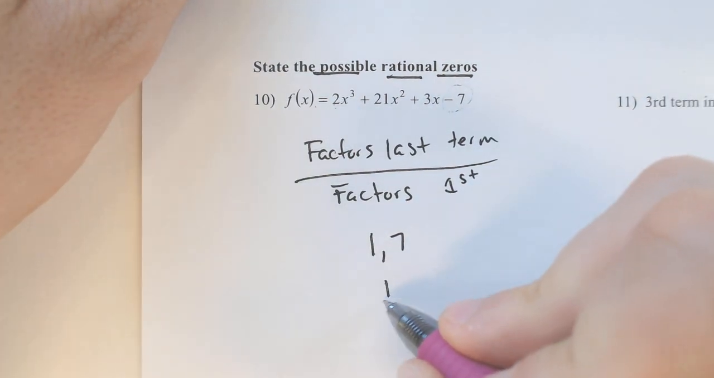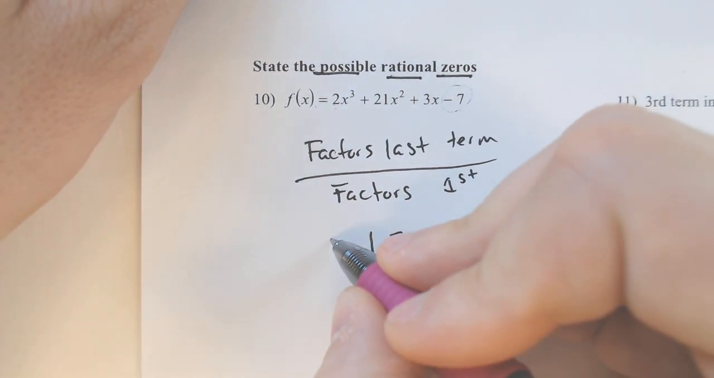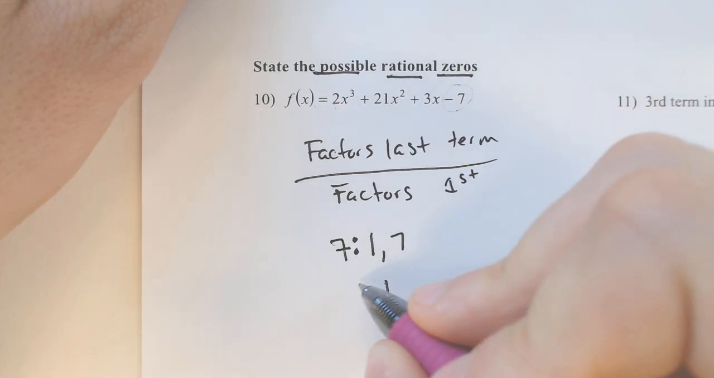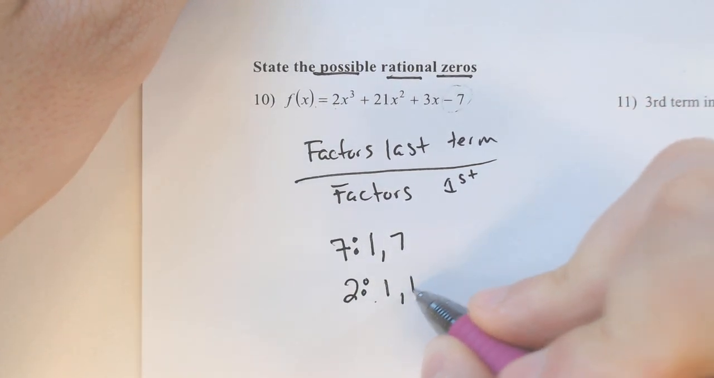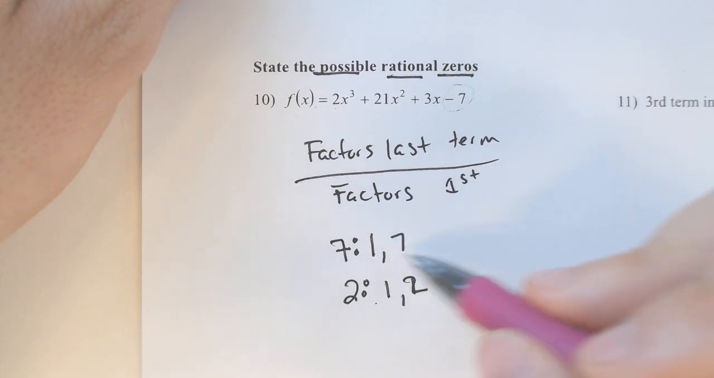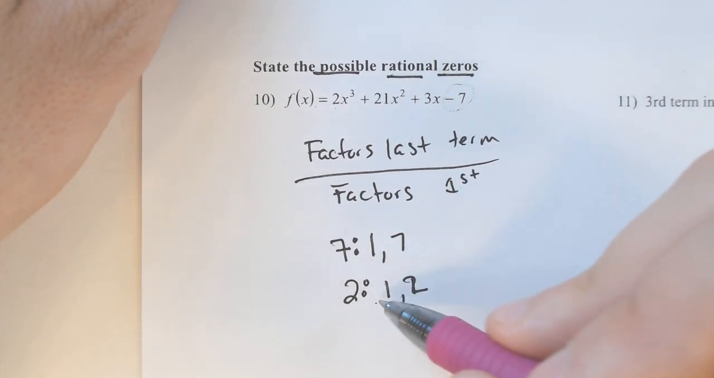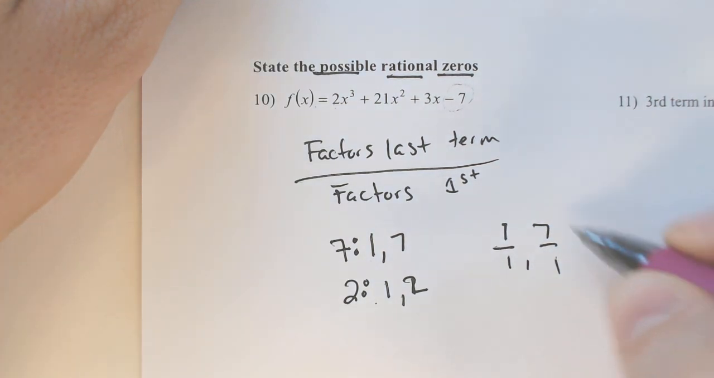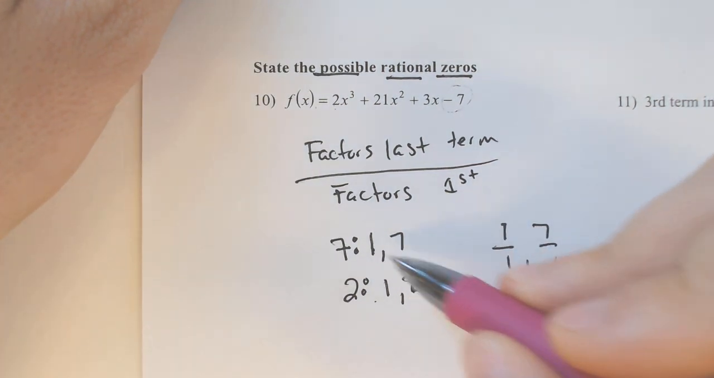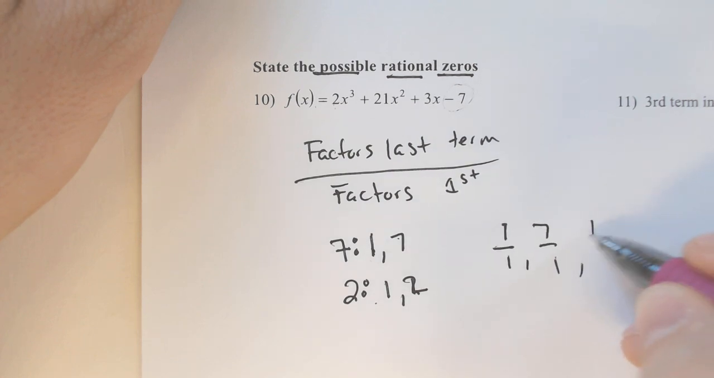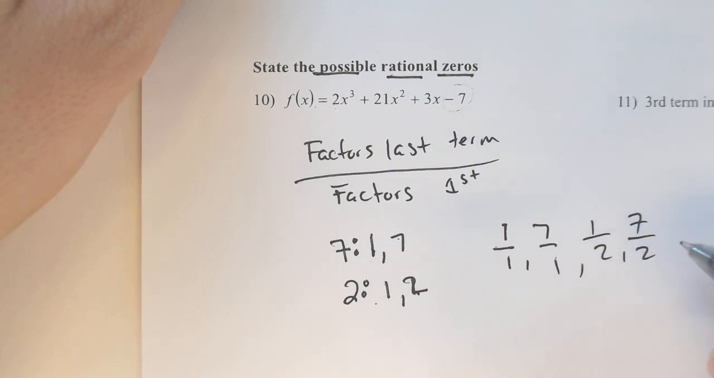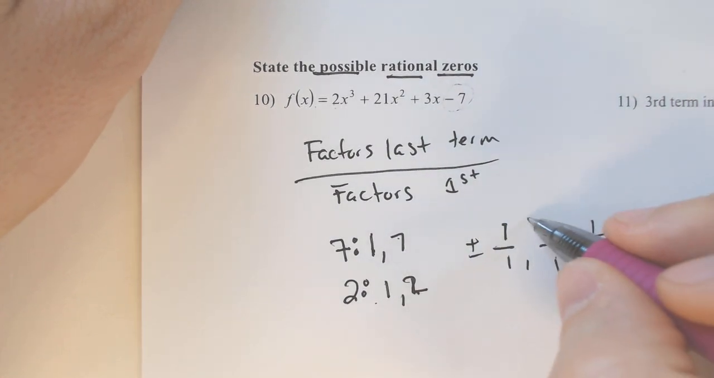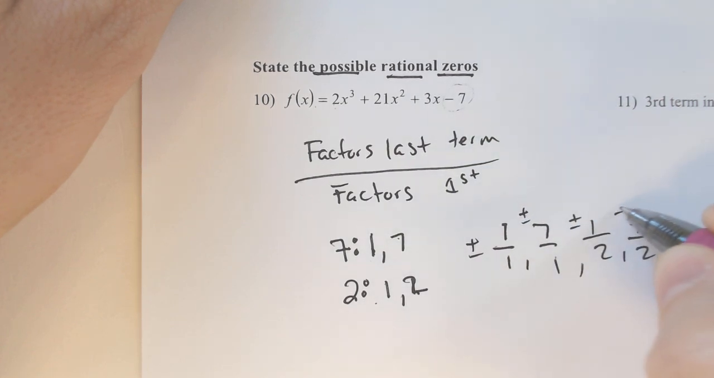So let's do this the right way. 7 is this, 2 is this. 2 would be 1 and 2. So we're going to put 1 over 1 and 7 over 1. And then we're going to put 1 over 2 and 7 over 2. And all of these get their very own plus or minus.